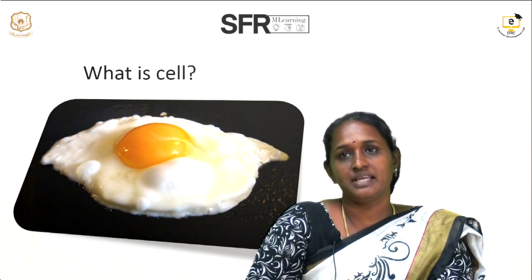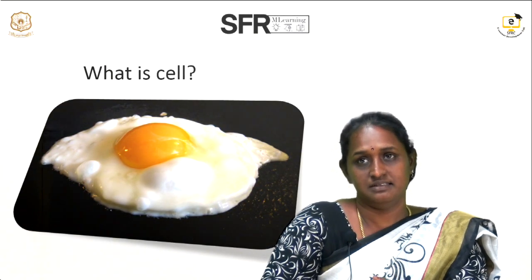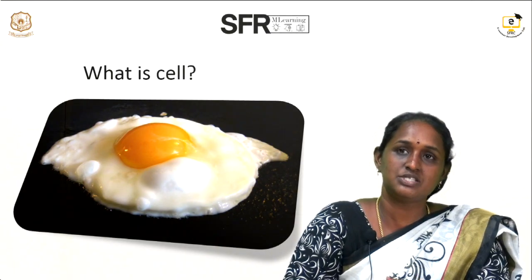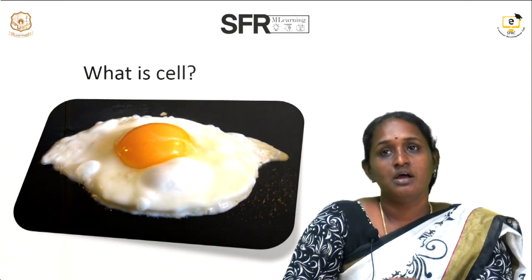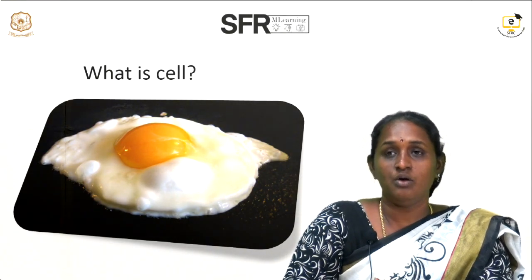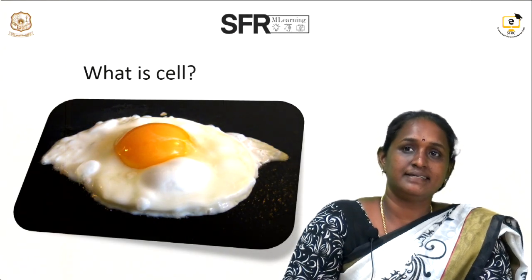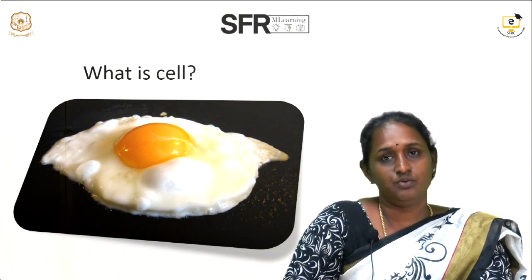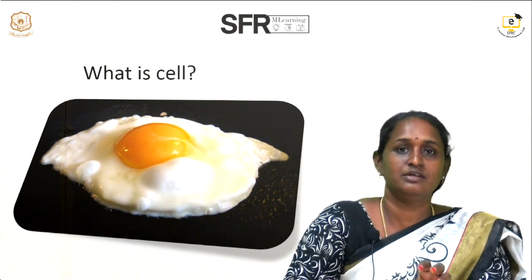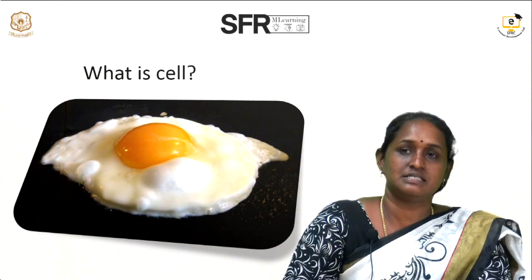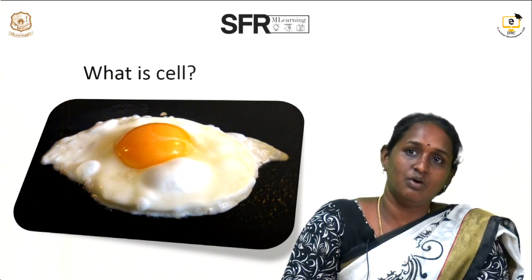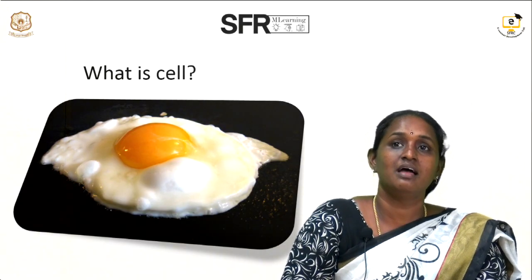Simply, we can compare a cell with an egg. That's why I gave an image like an egg. A single egg has what components? Yes, we know: egg white and egg yolk. Likewise, the cell also has the nucleus and the cytoplasm. The cytoplasm is the egg white and the nucleus is the egg yolk.